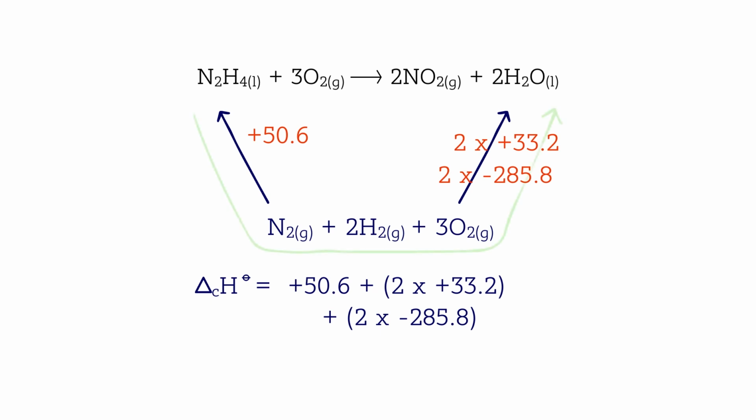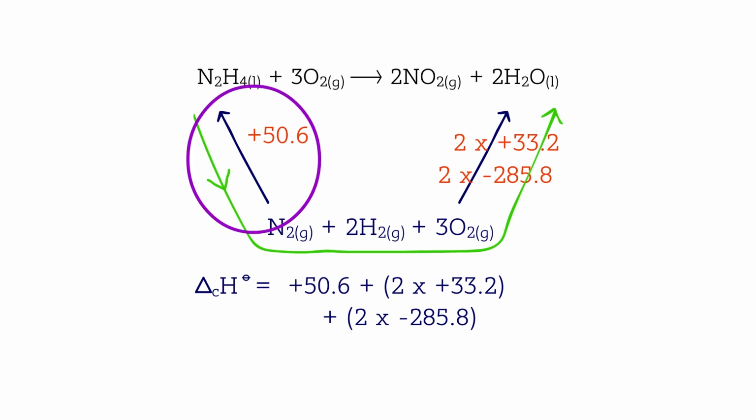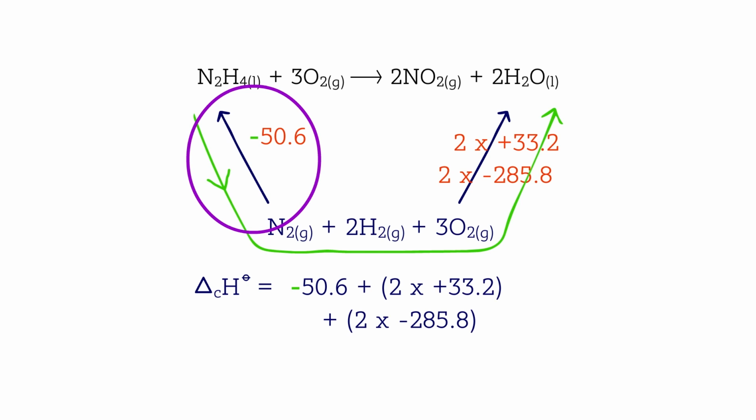If I draw in the alternative route for this reaction, running from hydrazine to nitrogen dioxide and water, I will notice that on the left-hand side, my direction of travel and the arrow for the enthalpy cycle are running in opposite directions. For my alternative route, I don't want to make a mole of hydrazine. Essentially, I want to unmake it. So I need to reverse the sign for the enthalpy change both on the diagram and in my calculation.